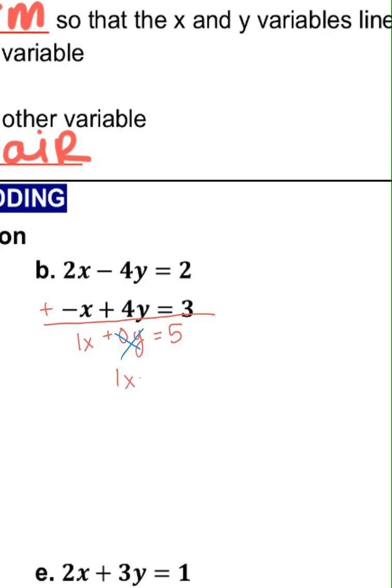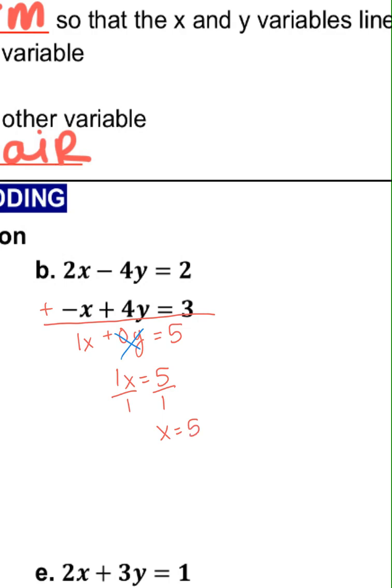So 1x equals 5. Now, some of you guys might realize that this is the last step, and you know that x is equal to 5 because all x's have a 1 in front of it. But if you need to go the extra step and divide both sides by 1, go for it. And 5 divided by 1 is indeed 5.